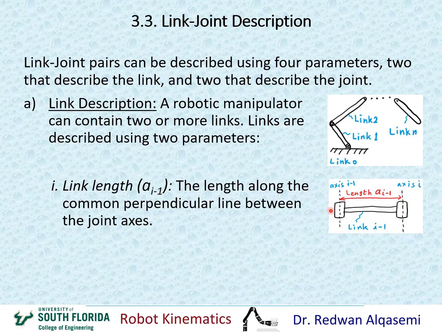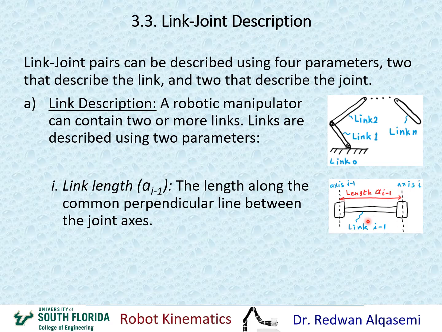Between these 2 axes, there will be a common perpendicular, a line that is perpendicular to both axis i-1 and axis i. That common perpendicular makes a length between these 2 axes that we call the link length. So the link length a_{i-1} is the distance from axis i-1 to axis i along the common perpendicular line between these 2 axes.